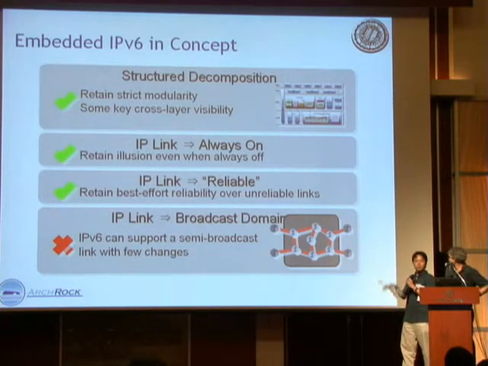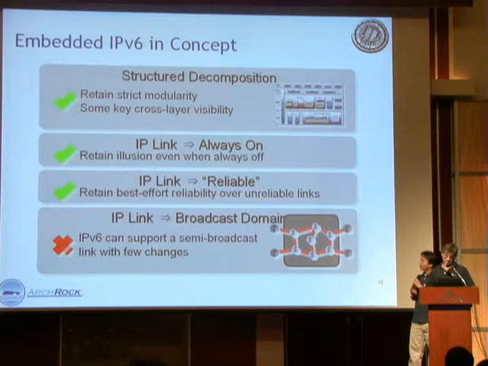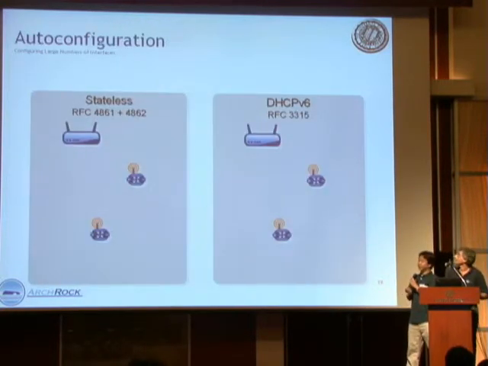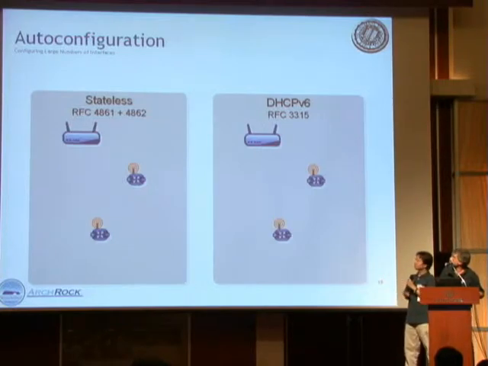And the last problem we solve with options. For example, how do all of the nodes get their addresses? There's two ways in IPv6, stateless auto configuration and DHCP.